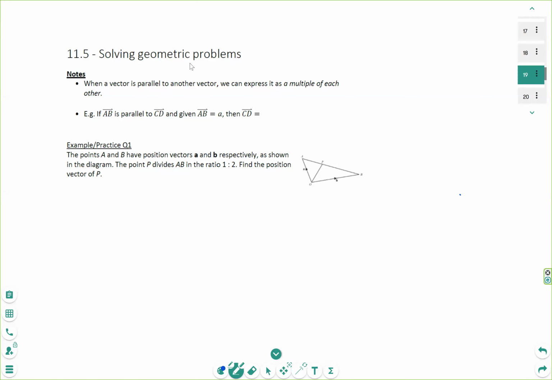Welcome to Pure 1, Chapter 11.5, where we look into vectors and solving geometric problems.